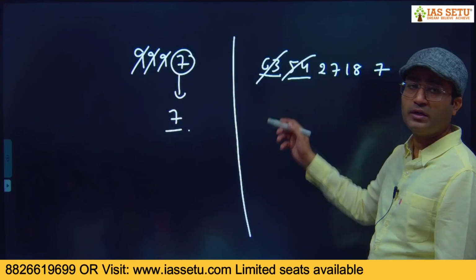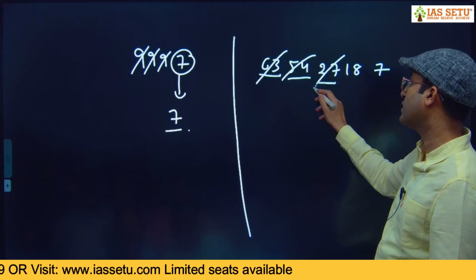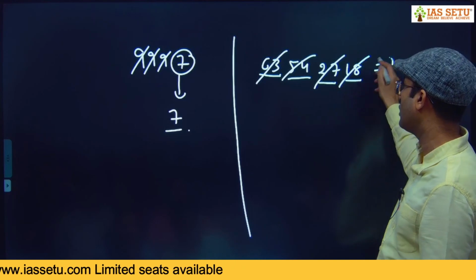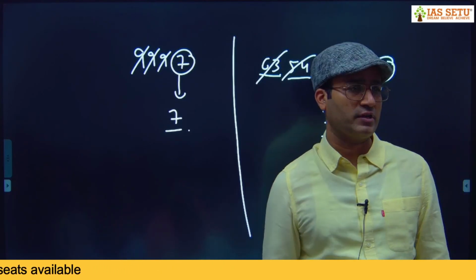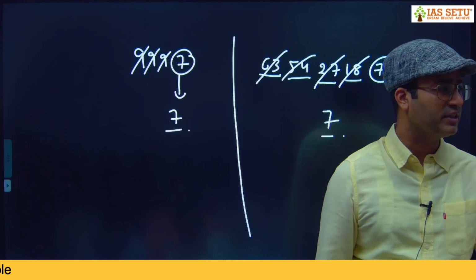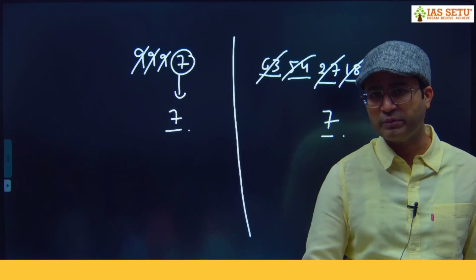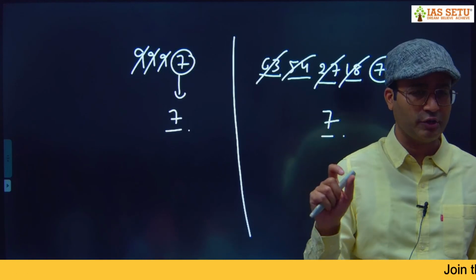5 plus 4 is 9, remove. 2 plus 7 is 9, remove. 1 plus 8 is 9, remove. Only this 7 decides. So what is your remainder here? It is not divisible, so 7 itself is your remainder. So you can be fast to check divisibility of 9.